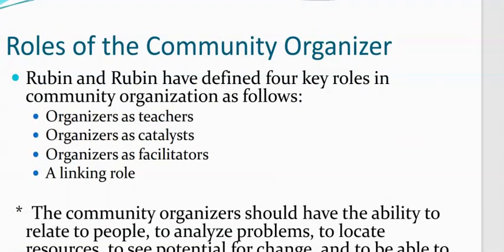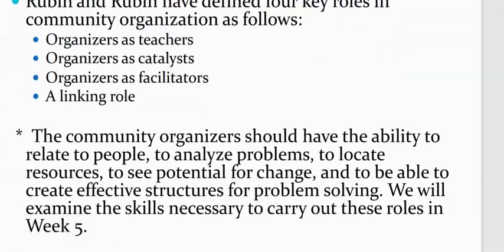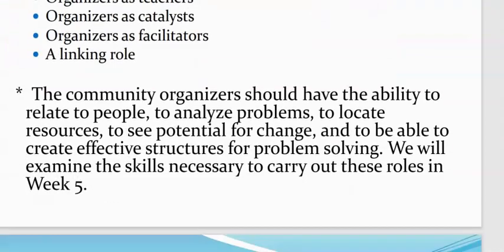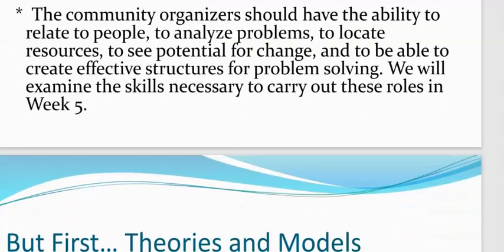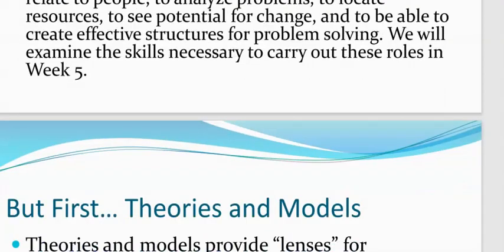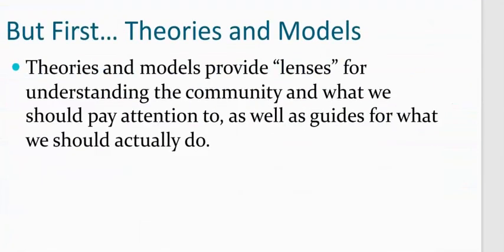What is the role of the community organizer? Rubin and Rubin have defined 4 key roles in community organization: teacher, catalyst, facilitator, and a role in linking. The community organizer should have the ability to relate to people, to analyze problems, to locate resources, to see potential for change, and to create effective structures for problem solving. So the skills necessary for work with individuals and families are the same skills necessary to work with communities.